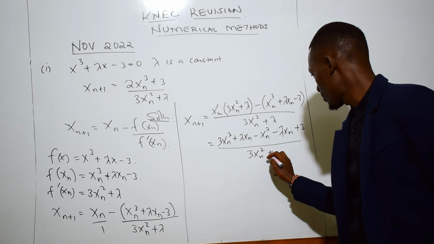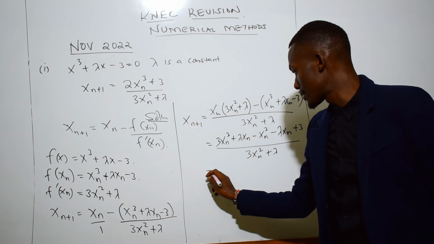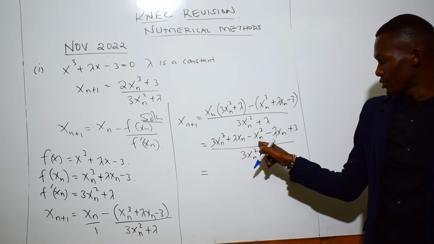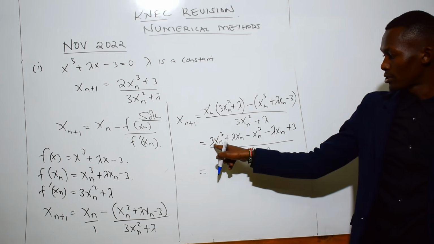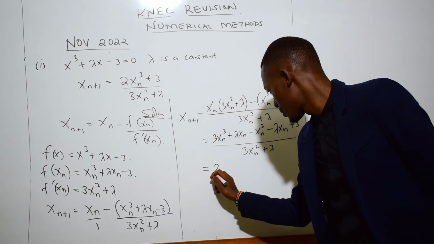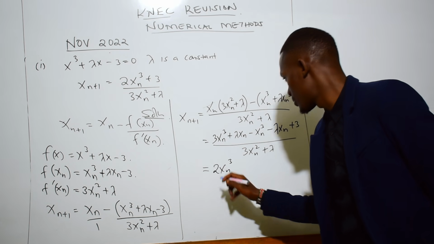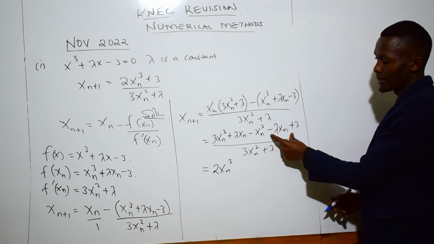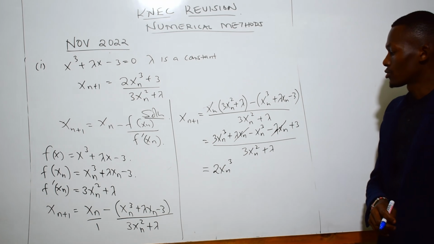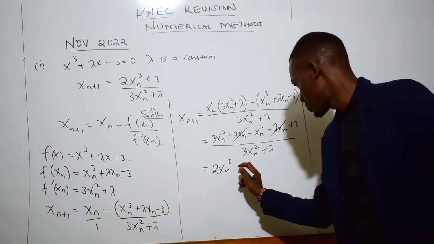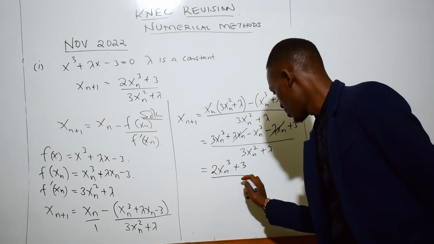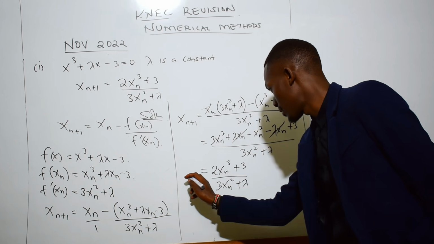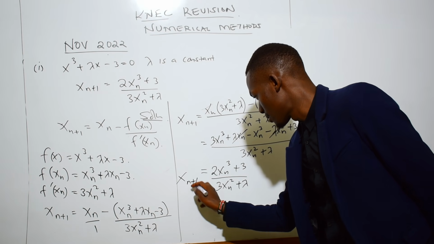3xn squared plus lambda. Now collecting like terms, we have a cube function here and we have another one. So this minus this gives you 2xn cubed. Then we have a positive value here of lambda xn and we have a negative value of lambda xn. So this and this cancel to become 0. Then you remain with positive 3 over 3xn squared plus lambda. This is your xn plus 1.